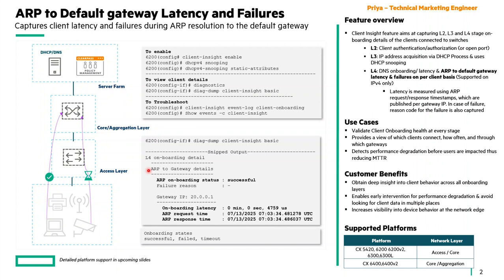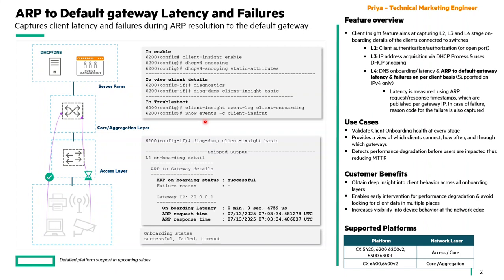In order to enable this feature, we need to make sure that client insight is enabled, and we'll also have to make sure DHCPv4 snooping and snooping static attributes are also enabled as a part of the CLI. And to view the client details, you can get into the diag mode and issue the command diagdump client insight basics. And finally, to troubleshoot, you have to enable client insight event logging, and under the client insight event log, you have to enable client onboarding too.